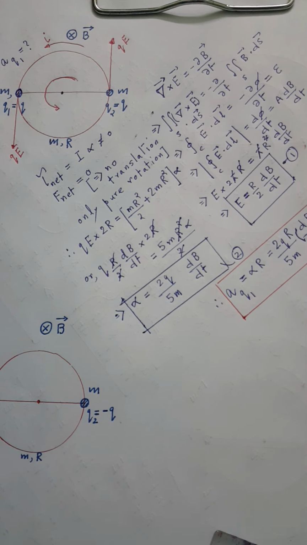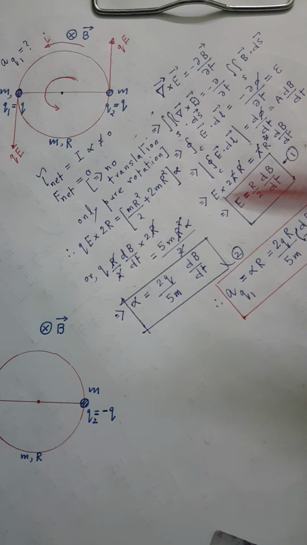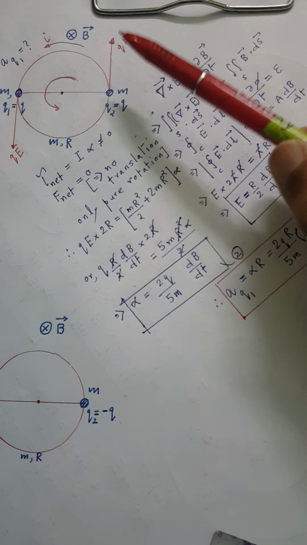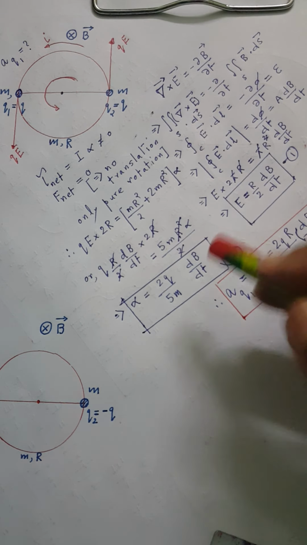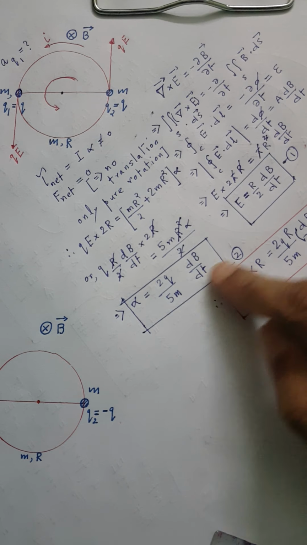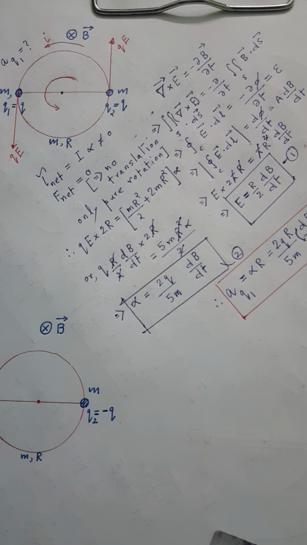Now please see, they have told that B varies with time. It may be uniform, may be non-uniform, we have no idea about it. Suppose it is told that B is varying uniformly with time. So basically dB dt is constant. If dB dt is constant, then alpha is constant. The acceleration of q1 will be constant, and the acceleration of q2 will also be alpha r, which will also be constant.